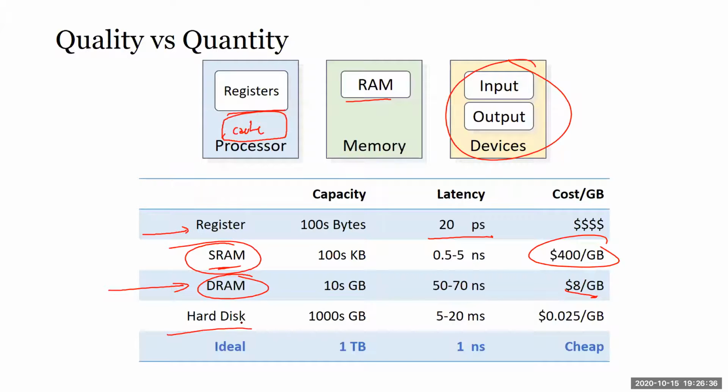Then hard disk. Hard disk is super cheap now. You can buy a 3 terabyte, 4 terabyte hard disk for $100+ only. SSD also, SSDs have hit 1 terabyte, and you can buy it now.